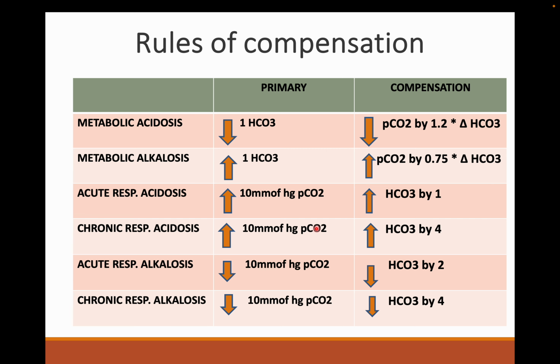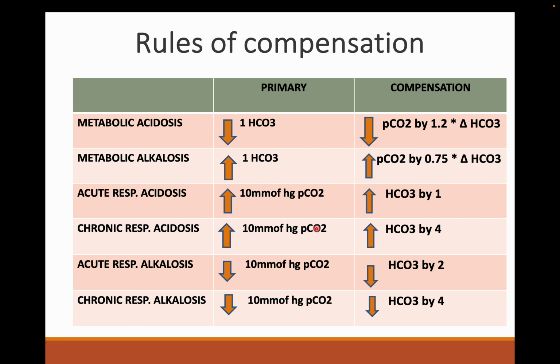In the same way in the case of metabolic alkalosis, let's say pH is 7.43 or something, the pH is normal, but bicarb is 29 or something. From average it increased by 5. So for every 5 increase, PCO2 also increases by 0.75 into 5, which is 4. So PCO2 also increased by 4, that is 44 or something. So that is how it comes, that is why pH is normal.